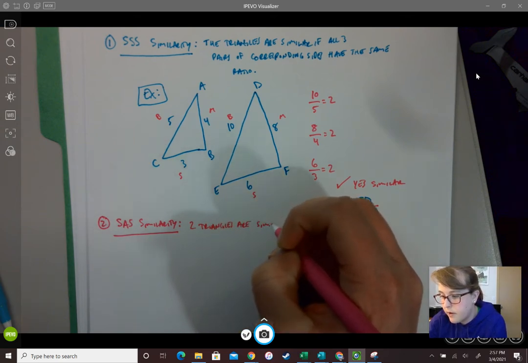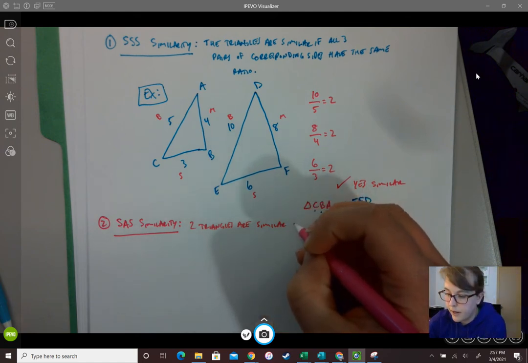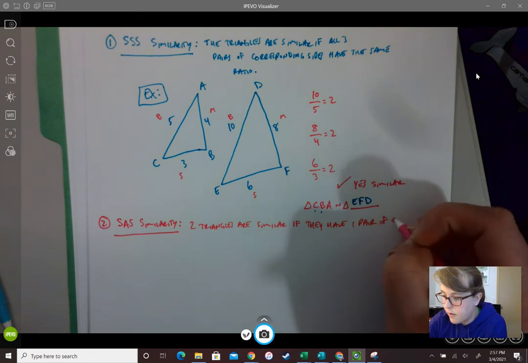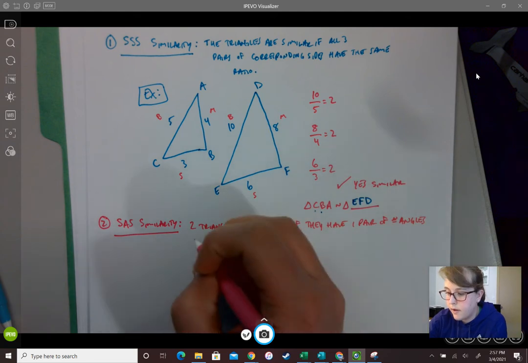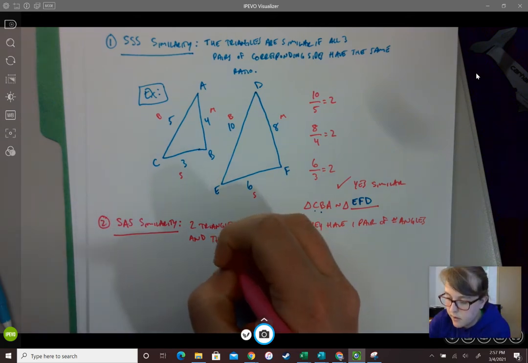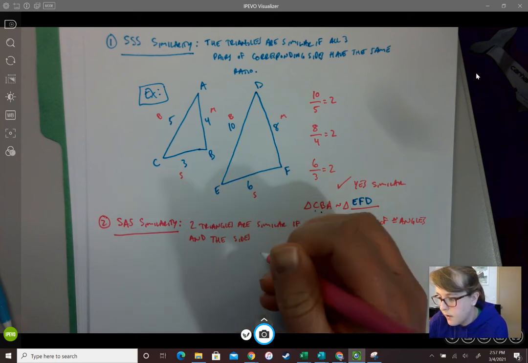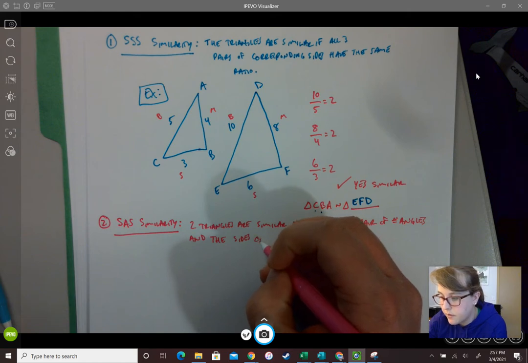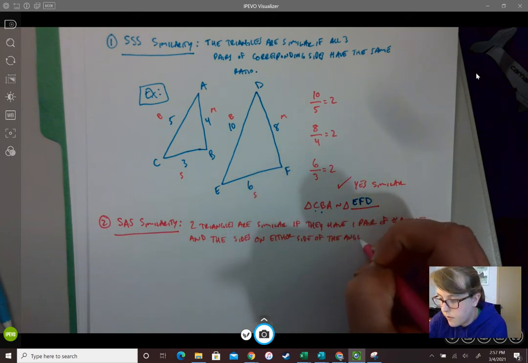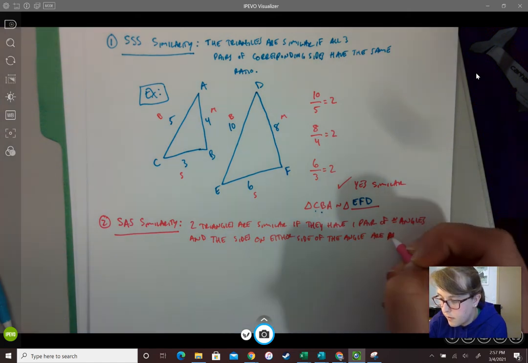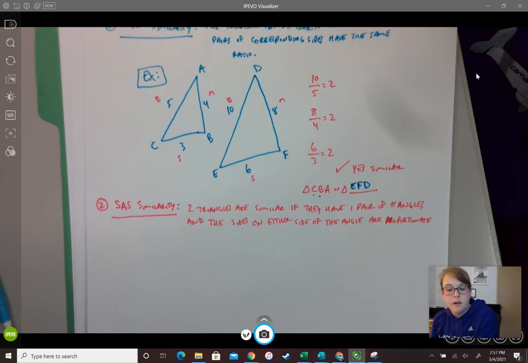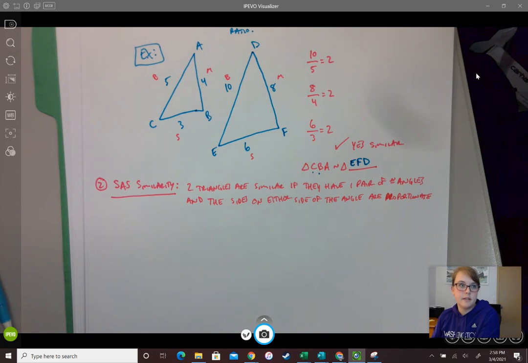are similar if they have one pair of congruent angles and the sides on either side are proportionate. So the pairs of sides on either side of that angle are proportionate. Okay. So again, it's easiest to see what's going on in a situation like this if we use an example.